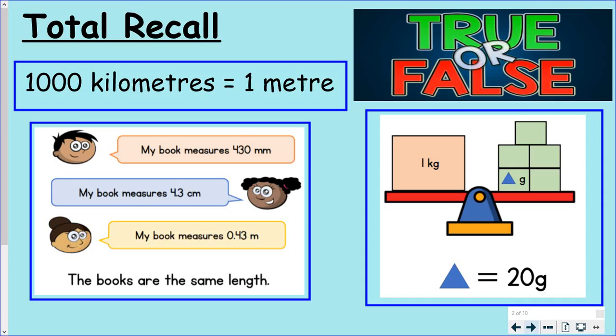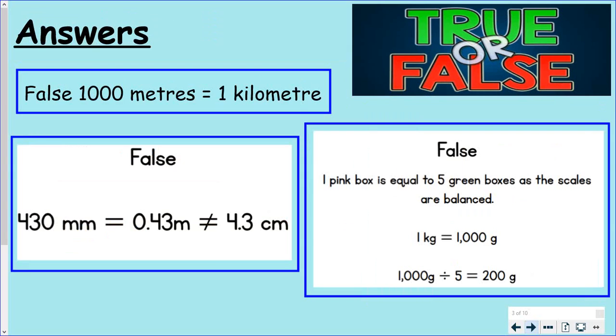Let's go through the answers. So it's false. 1,000 metres is 1 kilometre, not 1,000 kilometres is 1 metre. And the second one is also false because 430 millimetres and 0.43 metres and 4.3 centimetres are not all the same measurements. Then you've got false for the third one.